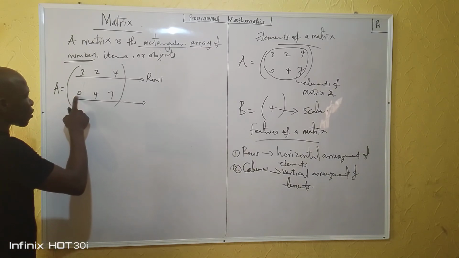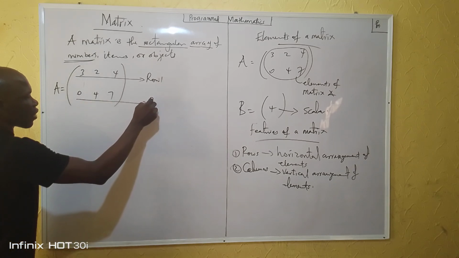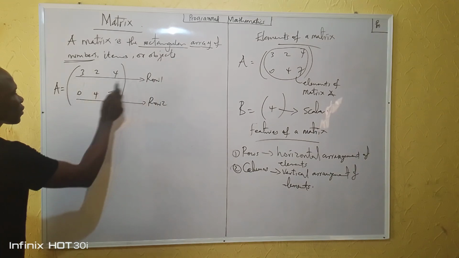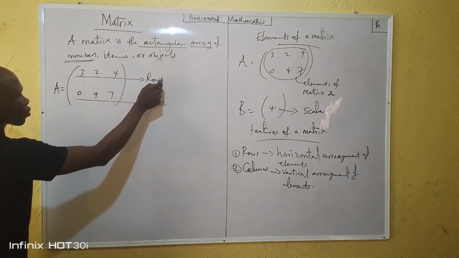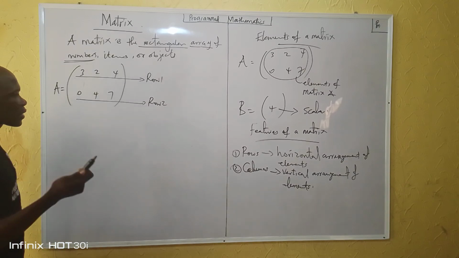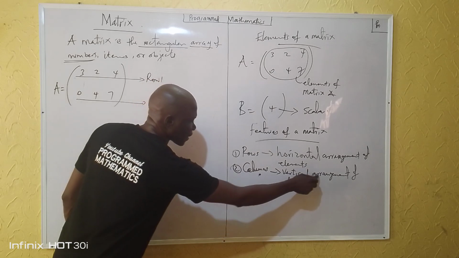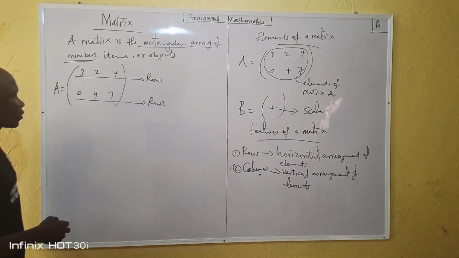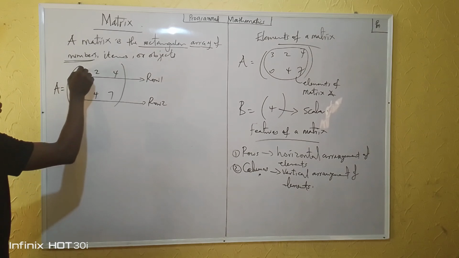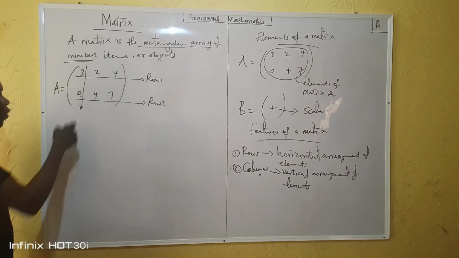Okay, then for the second one, 0, 4, 7 as well is the second horizontal arrangement, so we call this one row 2. So row arrangement, the first row called row 1, the second row called row 2. Now, in the same vein, when we talk about the columns, like I said here, we're talking about vertical arrangement of elements. Okay, so if you come back here now and look at this, 3 and 0, they are vertically arranged, forming a vertical line.